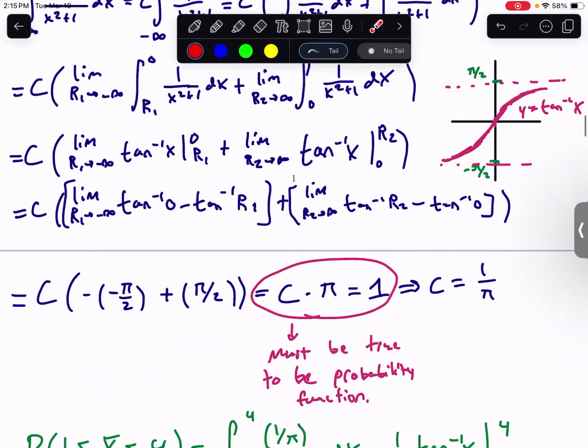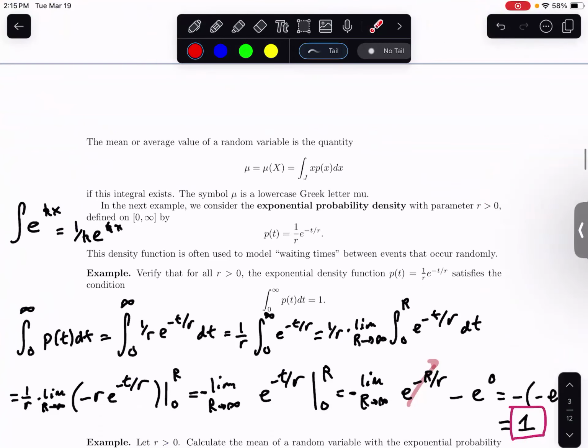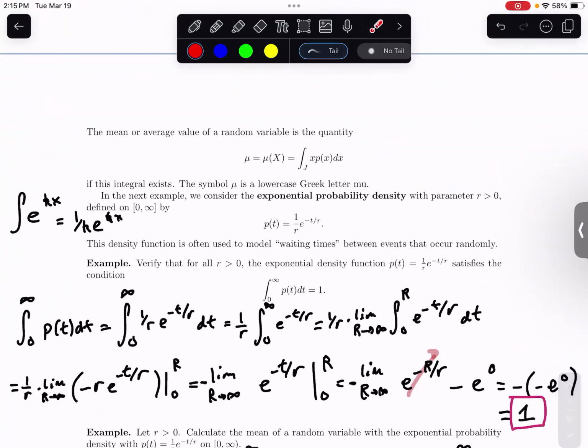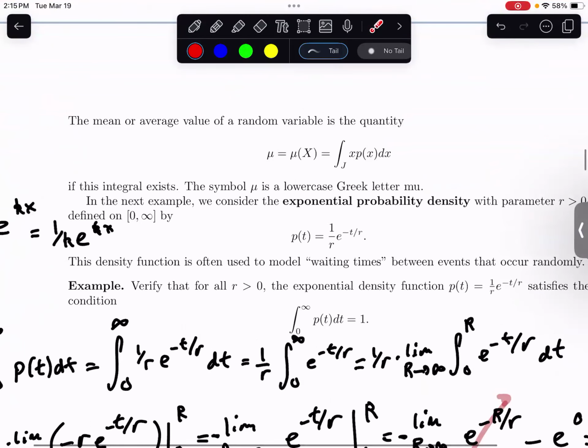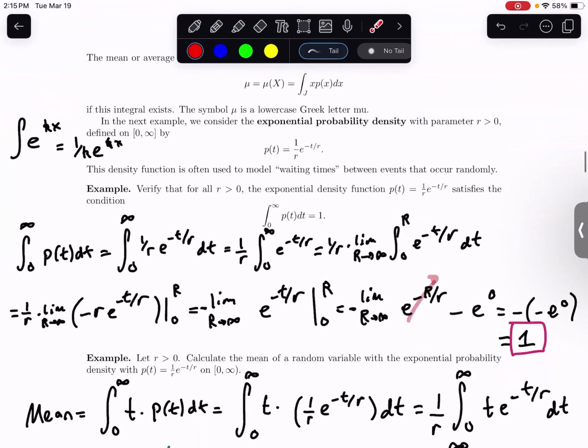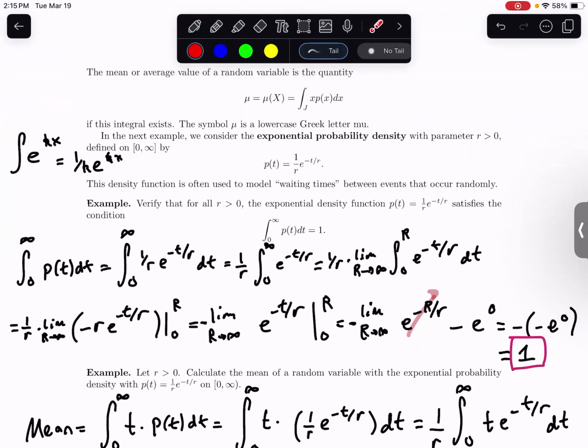And so we were looking specifically at the exponential probability density function, which is given by p of t is equal to 1 over r times e to the minus t over r power. What we did yesterday to conclude class is we showed that this actually is a probability density function. We took the integral of this function over its domain, the interval from 0 to infinity, and we showed that the integral ended up being equal to 1.